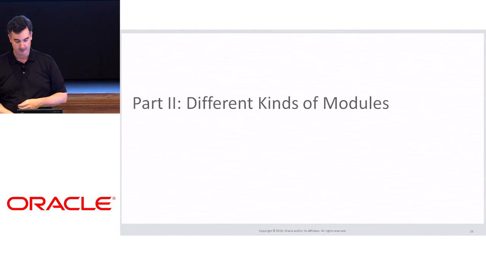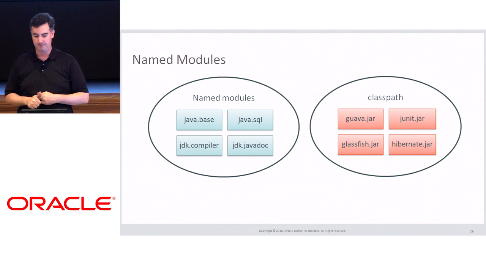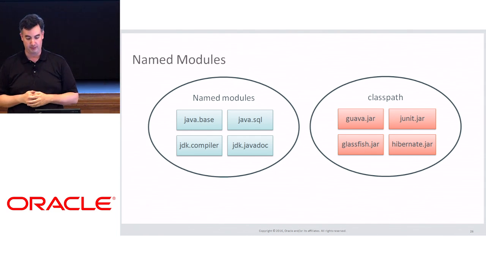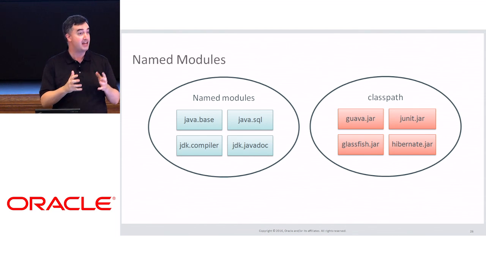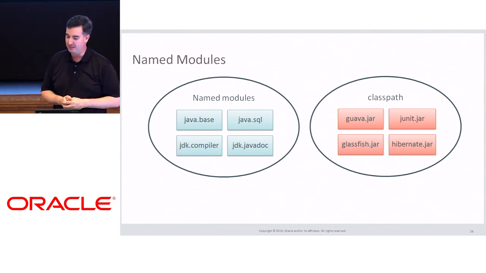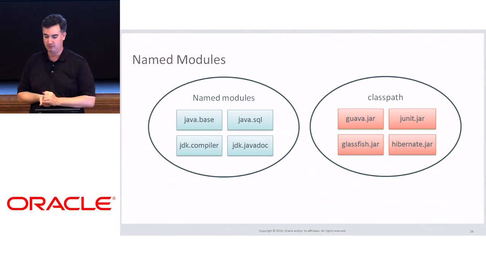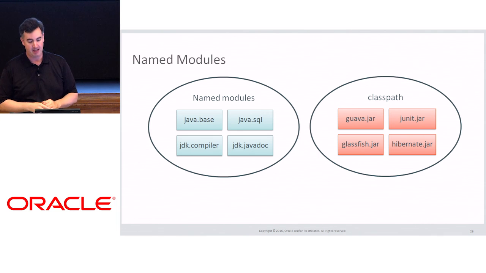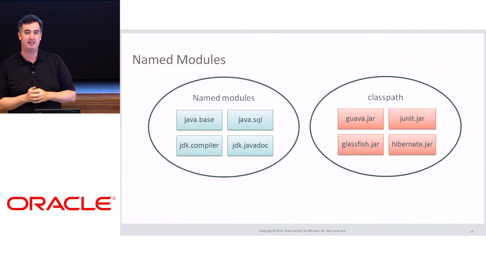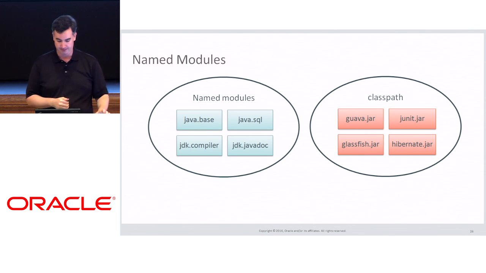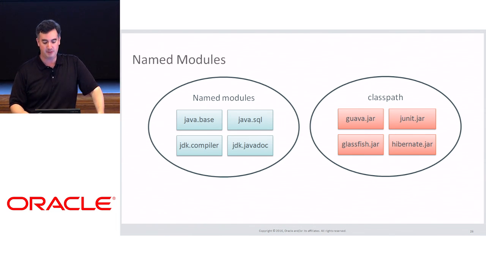So, different kinds of modules. Everything so far has been about named modules, modules explicitly declared with a name in module-info.java. What about jar files on the class path that don't have a module-info.class file? They seem to be in a world of their own. To keep the model of accessibility and readability consistent, we introduced the unnamed module. All classes not in named modules are in the unnamed module.